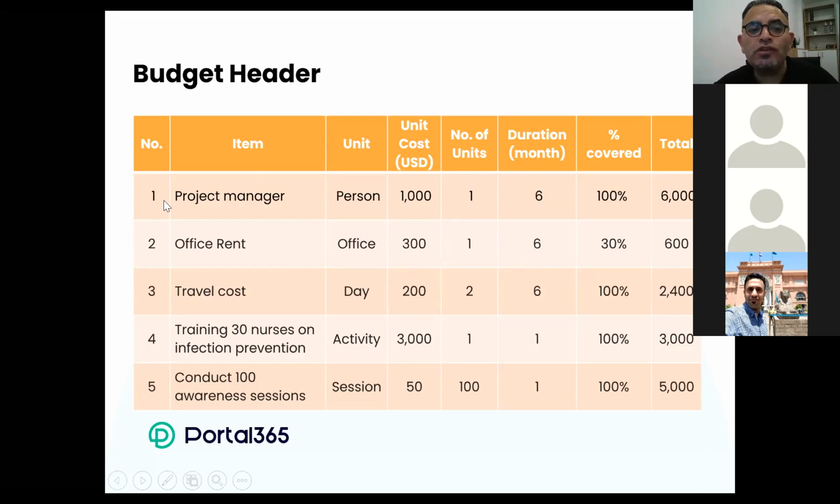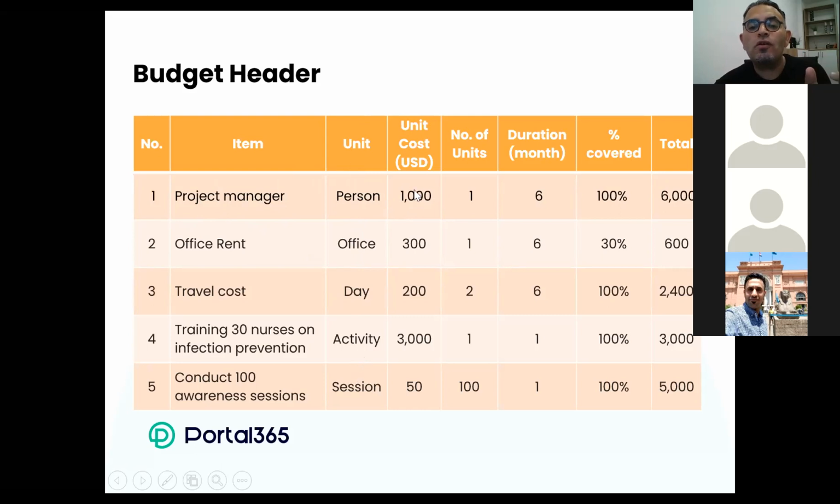If we see here, for example, this is a project manager. The unit usually is not a number. I need you to notice this. When we talk about unit, it's not a number, it's what this item is about. So for example, a project manager, what is it in terms of unit? Is it a person or office or day or activity or session, or what is it? So a project manager usually is a person. So when we see unit cost, it means the cost of the person. The project manager is a person.